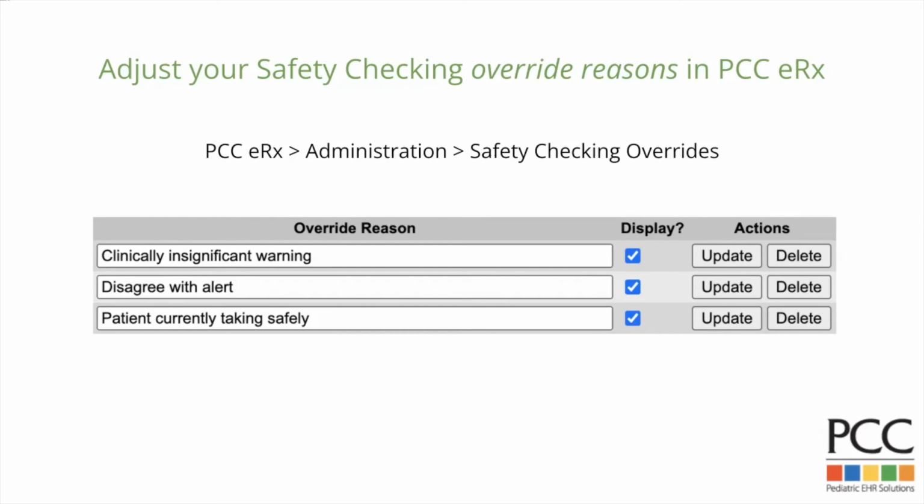If you find you're always typing the same thing over and over again, I would hop into this little portal here and create a new override reason. That way you always see it in your dropdown and you don't have to type it out each time.